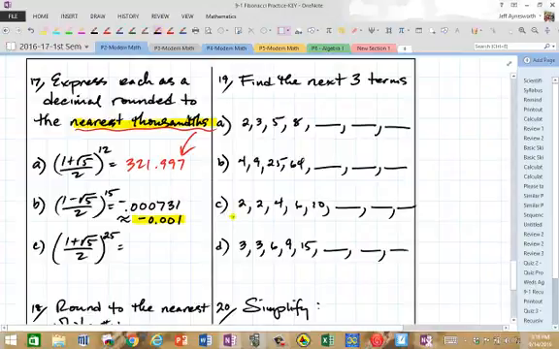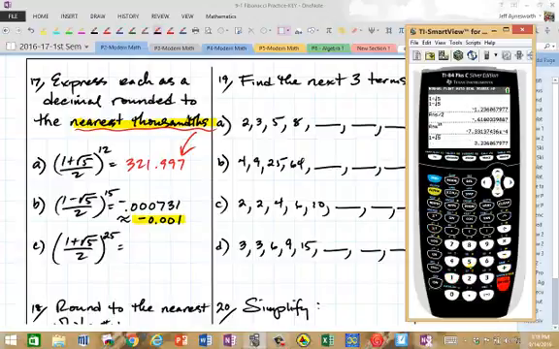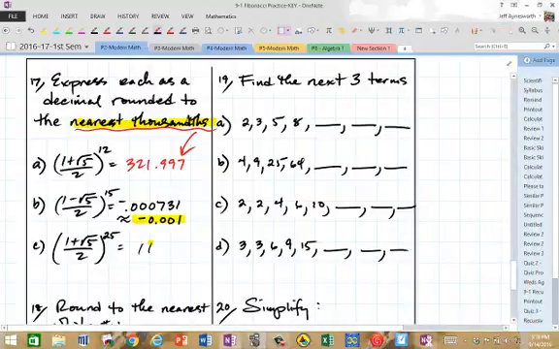Okay, next one is 1 plus the square root of 5 divided by 2 raised to the 25th power. 167,761. Okay.